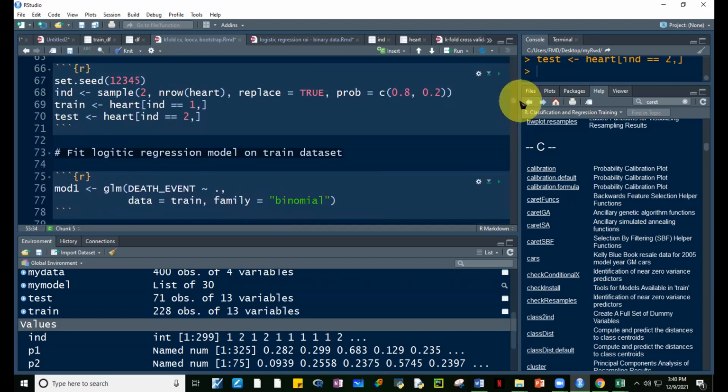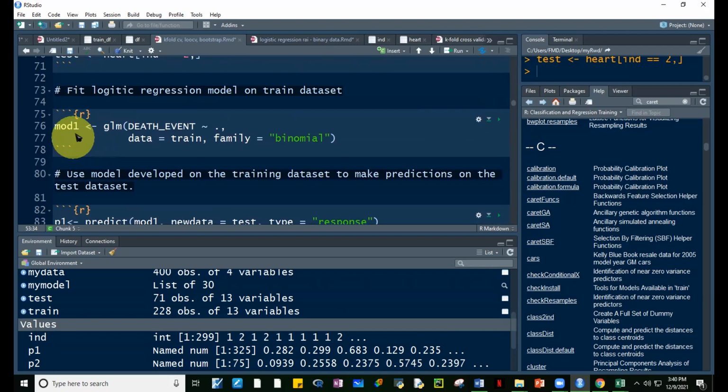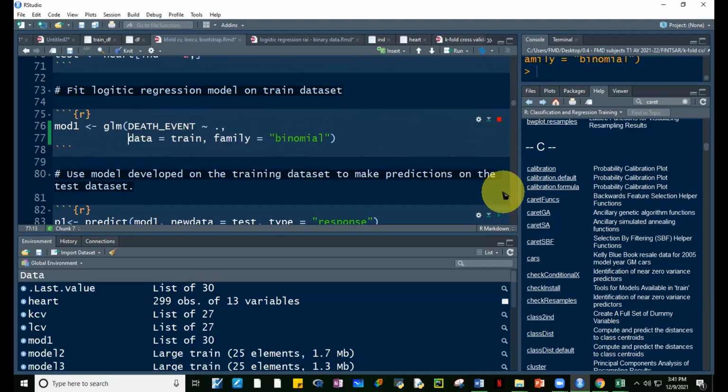Okay, so let's now regress. Let's create a model called Mod1, GLM tayo. Okay, the response variable is death event. We're regressing it on all the factors. Okay, then the data is your train data, and then family binomial. Okay, so let's run this. Run. So meron na tayong mod1. No? We now have this object mod1.